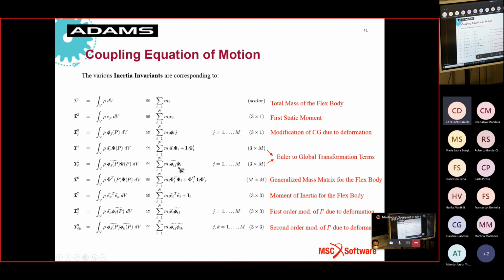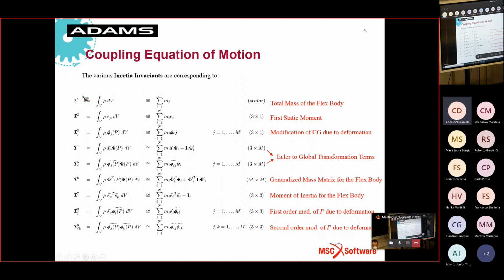For example, when you have a rotating system at a very high velocity, the second order terms become important and you cannot neglect them. When you are working in Adams and you use only invariants 1, 2, and 7, you are using a rigid body. So immediately you can understand that if I don't use 3, 4, 5, 6, 8, and 9, my flexible body behaves like a rigid body. So with one model, I can simulate the rigid body effect and the flexible body effect.